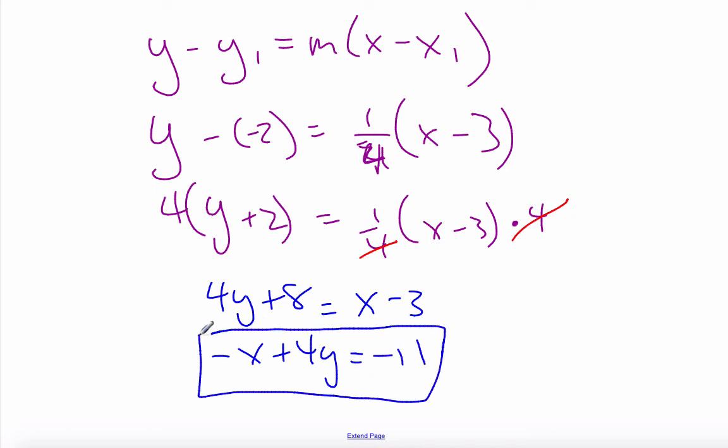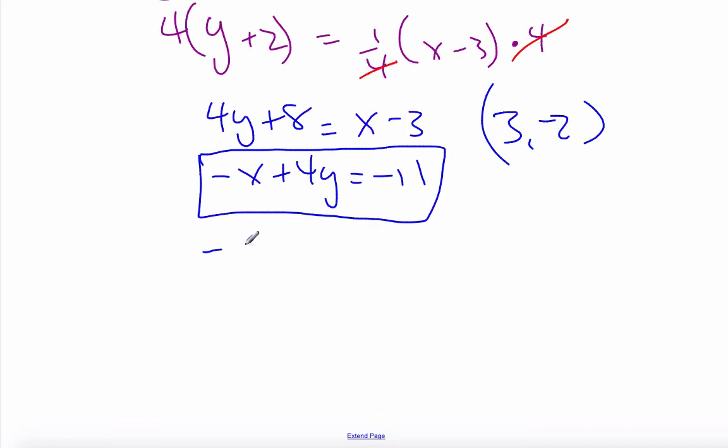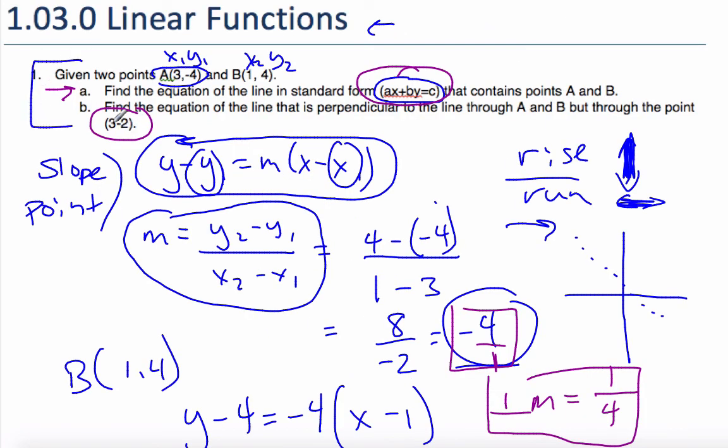Here is the final equation. If we want to do that quick check, we could take 3, negative 2, plug it in, see if it works. Negative 3 plus 4 times negative 2, negative 3 minus 8 is negative 11. Oh, it works! And we solved the mystery equation. All right, so there's a lot of linear functions there. Let's try another one in just a moment.